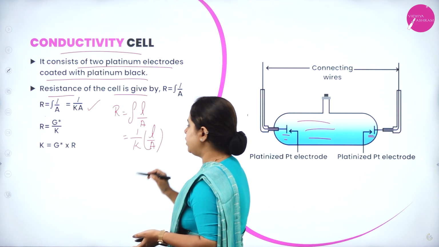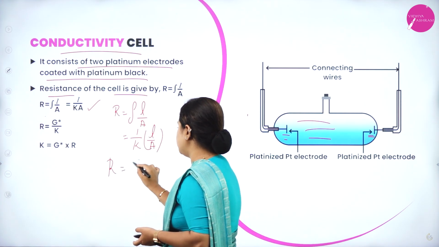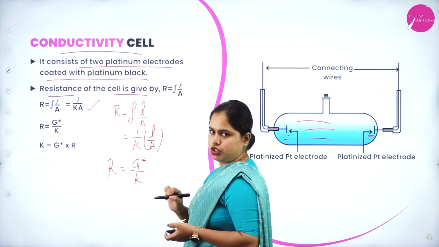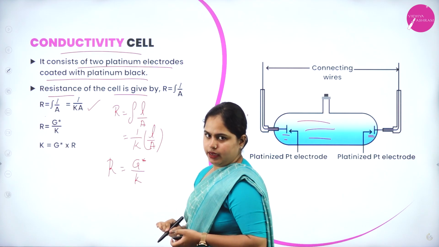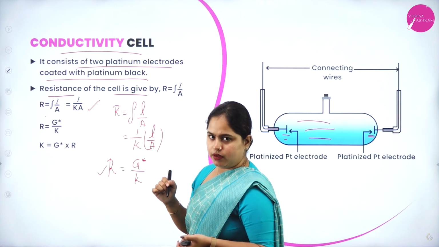Now what do we know about L by A? L by A is G star. So I can write the equation as R is equal to G star by K. How come? This L by A becomes G star and this K is already here. So if I can calculate the resistance of this conductivity cell, right?